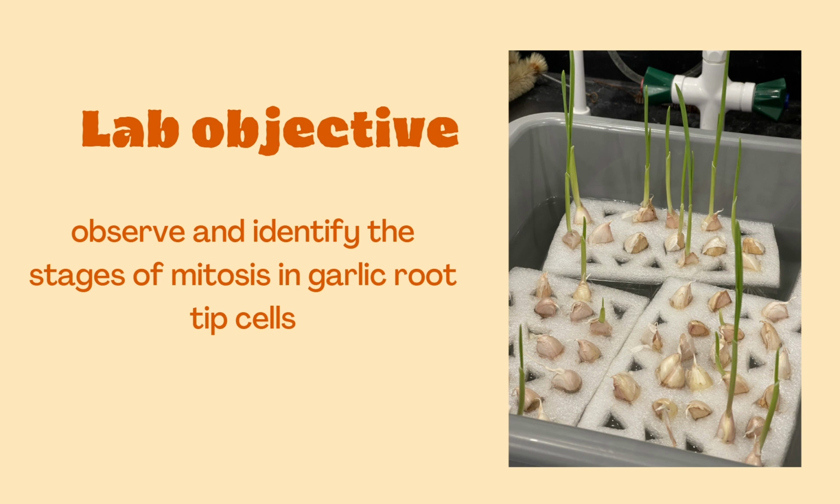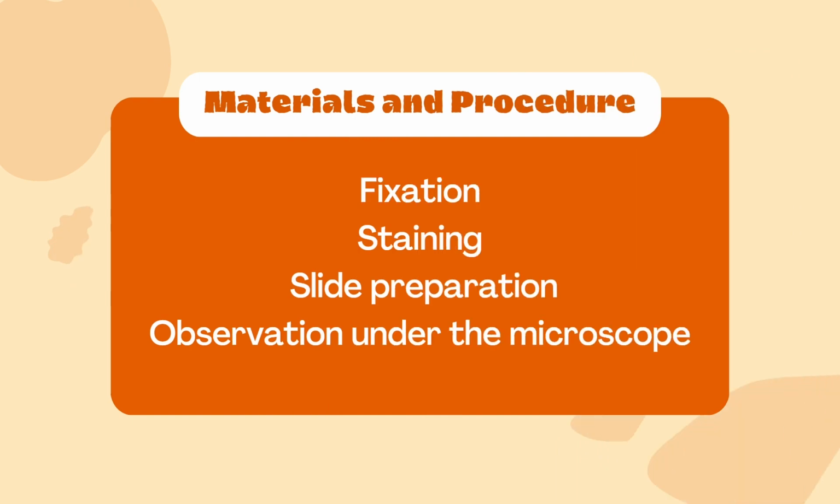Our objective was straightforward yet profound: to observe and identify the stages of mitosis in garlic root tip cells. This experiment aimed to bridge theoretical knowledge with practical observation, enhancing our understanding of cellular division. To conduct this experiment, we utilized a compound light microscope, prepared slides of garlic root tips stained to highlight chromosomes, and various other laboratory tools and reagents necessary for the preparation of these slides.